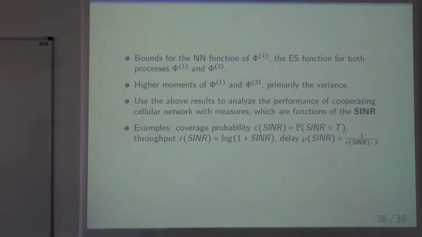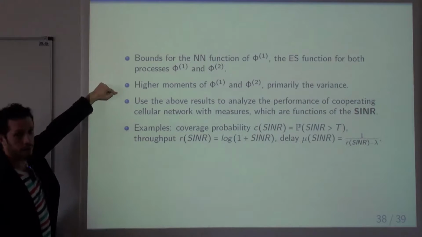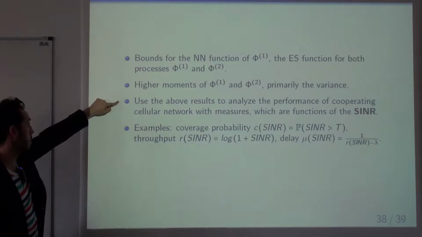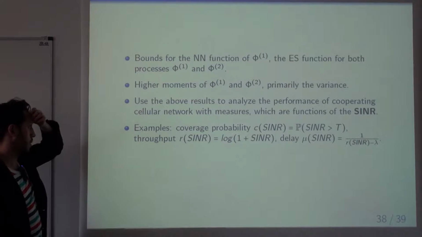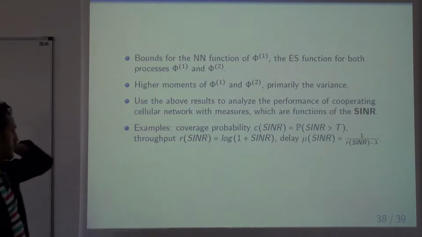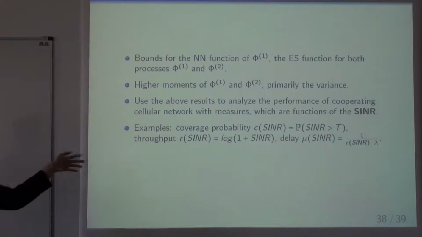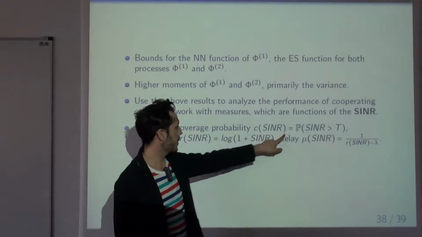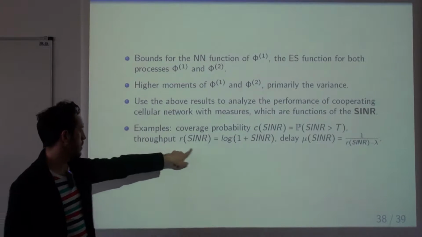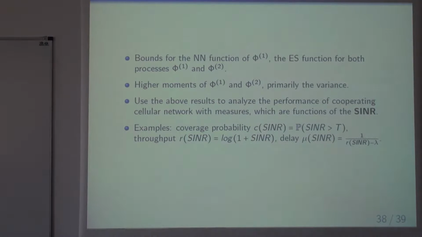Future work: we would like to find some bounds for the nearest neighbor function of phi1, and the empty space functions for both processes phi1 and phi2. Higher moments for phi1 and phi2, primarily the variance. We only have the expected value. Use the above results to analyze performance of cooperating cellular networks with measures which are functions of the CNR. For example, the coverage probability, the throughput, or the delay. That's what we would like to do.